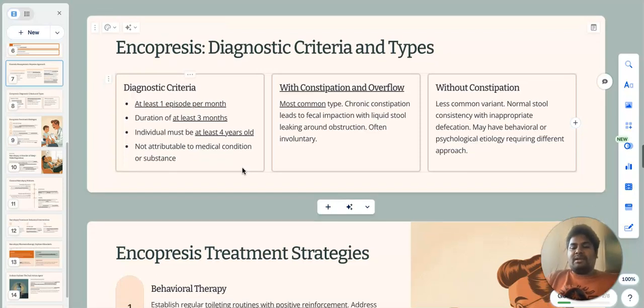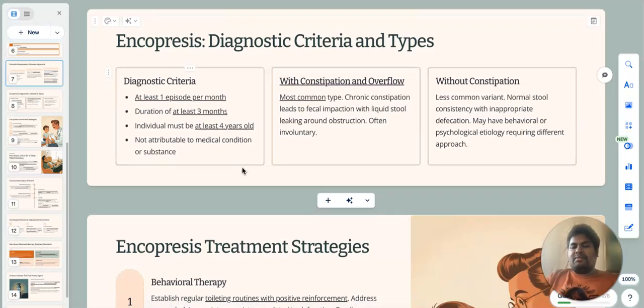and the most common is with constipation and overflow. So basically the children have a difficulty regulating their stool patterns, stool schedule. Because of that, the children often develop chronic constipation. And when there is chronic constipation, the stool will be blocking the rectum region, but the liquid stool will leak around the impacted stool, and that leads to encopresis.